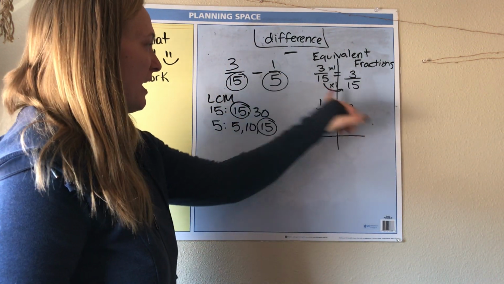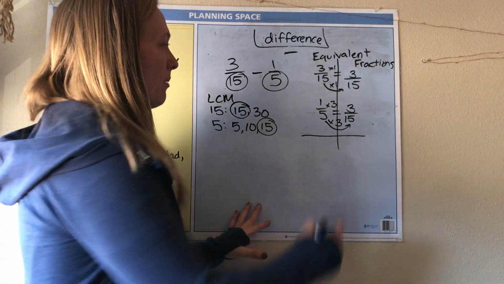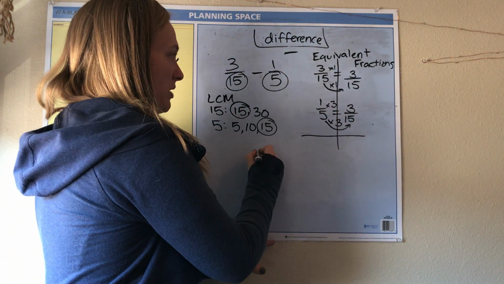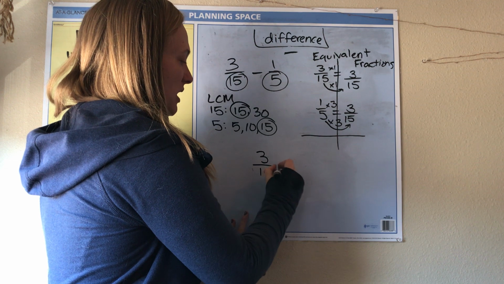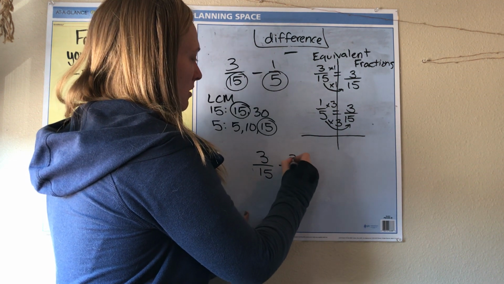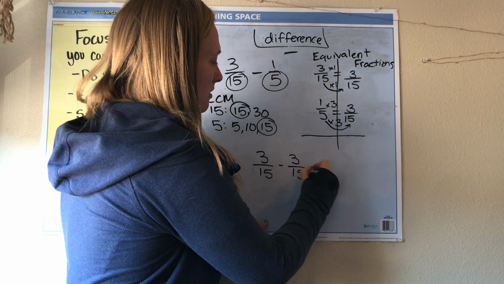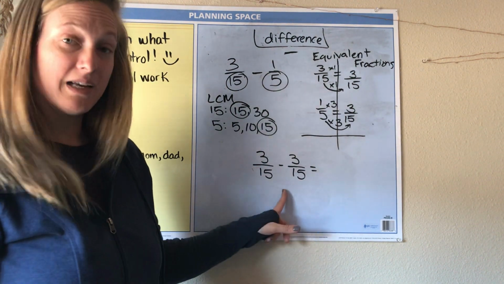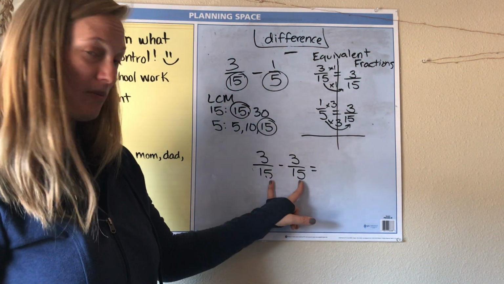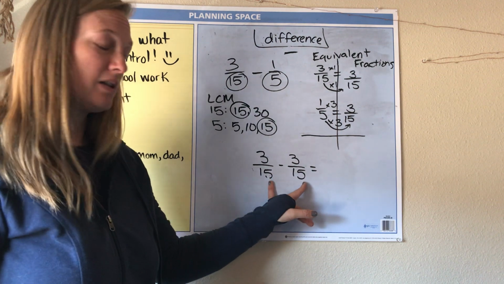Let's go ahead and rewrite our problem using our new equivalent fractions. 3/15 minus 3/15. Okay, can I subtract as is? Do I have common denominators? Yes, I do, so I can go ahead and subtract.